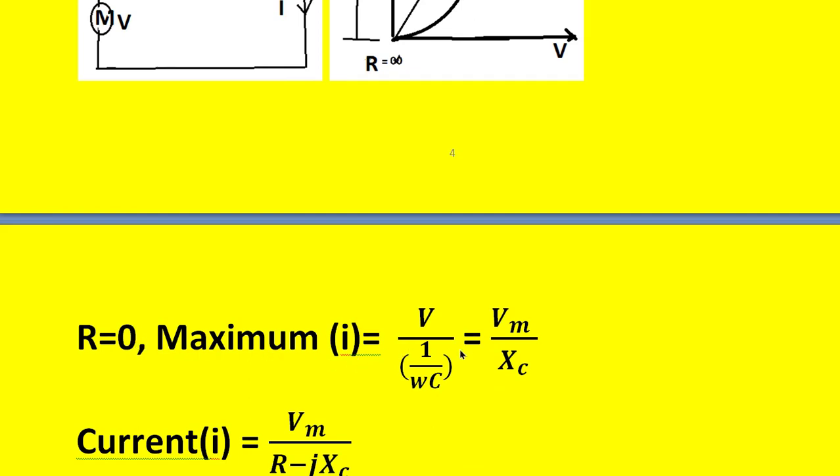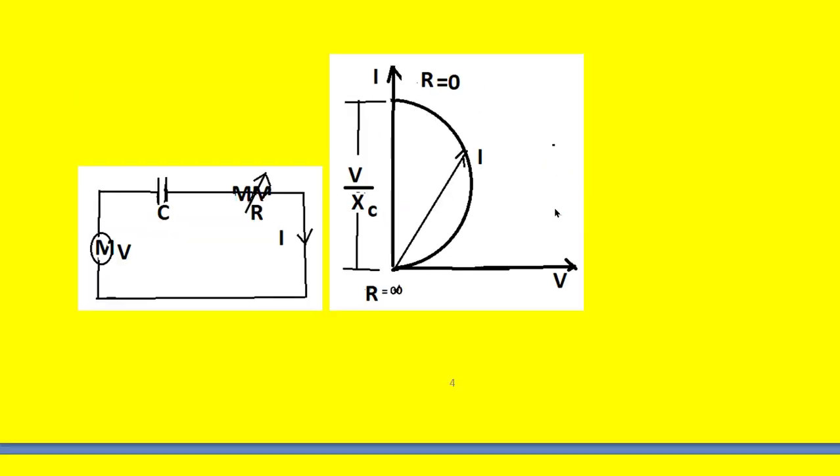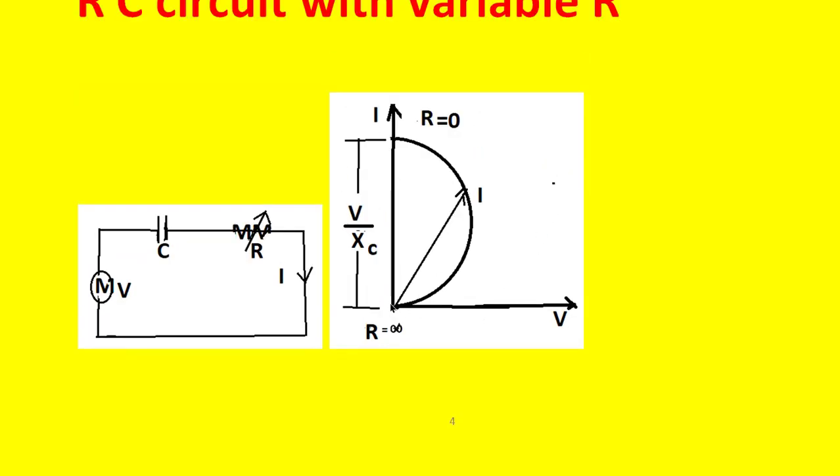That is R equal to 0. The maximum current will become V by XC, that is Vm by XC, which is the current due to the pure capacitance in the circuit. In a pure capacitor, current leads the applied voltage by 90 degrees. So this position has to be fixed with respect to the voltage vector on the locus diagram. This is the voltage vector, and we have calculated the current flowing when R is equal to 0, that is V by XC. In a capacitor, current leads the voltage by 90 degrees. So we get like this, and that value is V by XC.